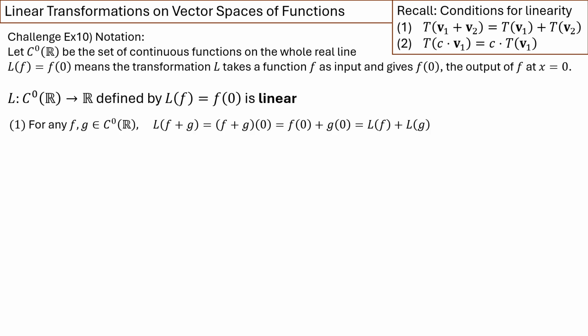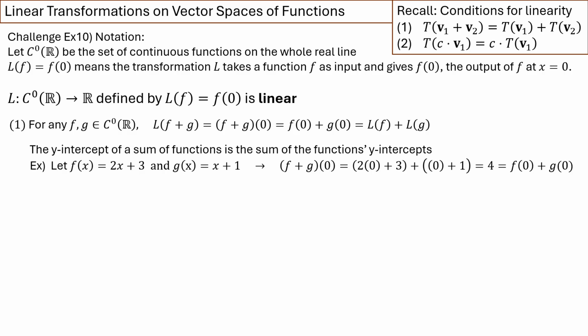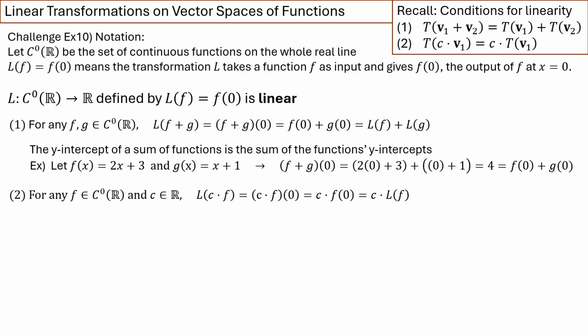Is it linear? Yes. First, check addition. The y-intercept of a sum of functions is just the sum of their individual y-intercepts, because when we sum functions together, it's piecewise. It's at every x value, we'll take the y values and add them together. That x value could be 0. Then we verify this with lines. For example, if one line hits the y-axis at 3 and another hits it at 1, their sum will hit the y-axis at 4.